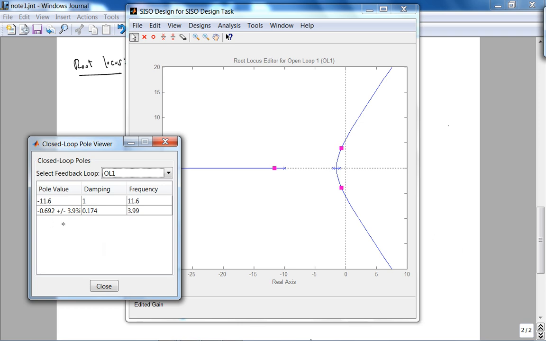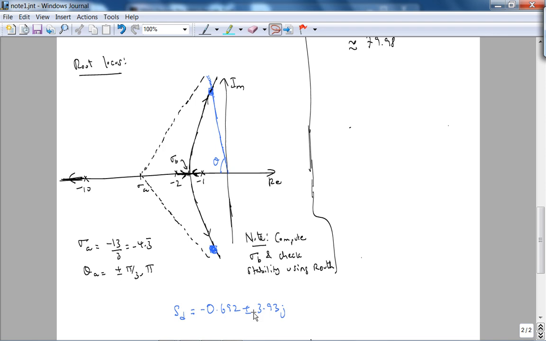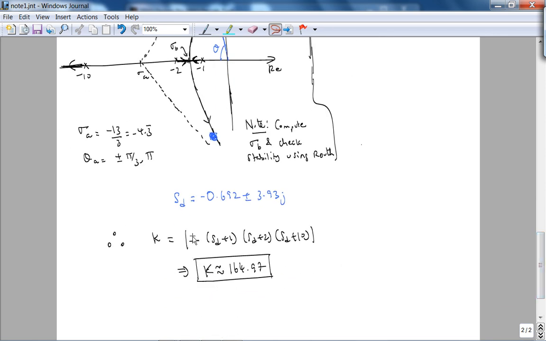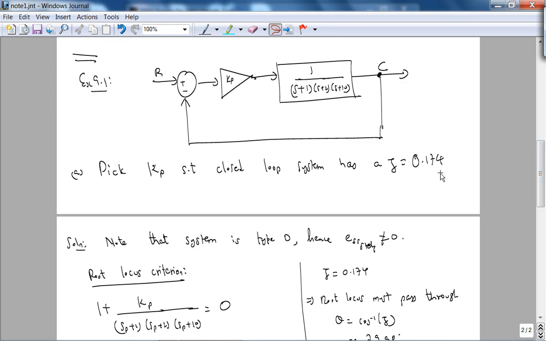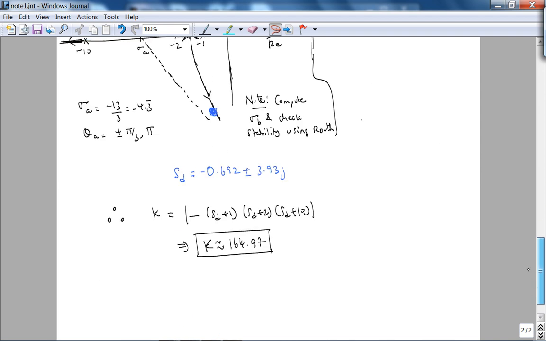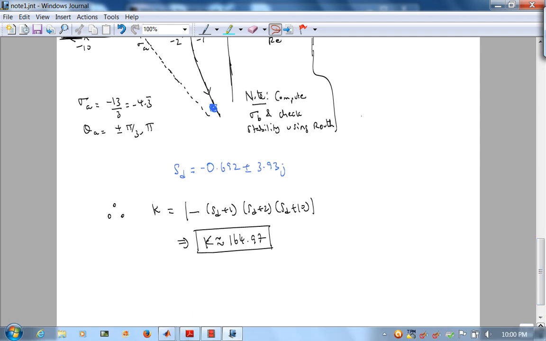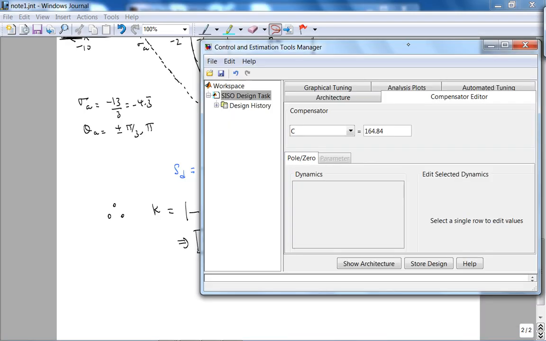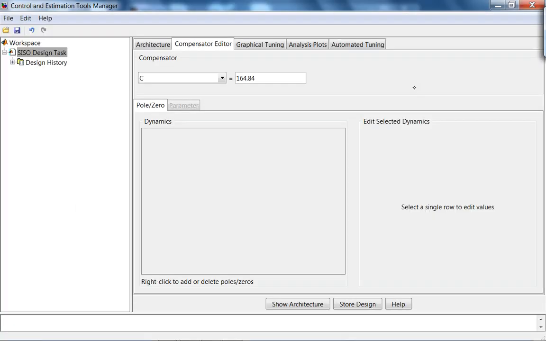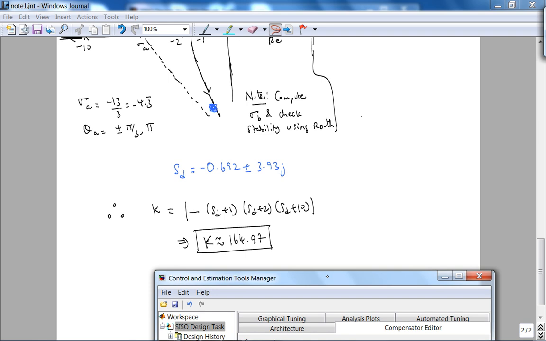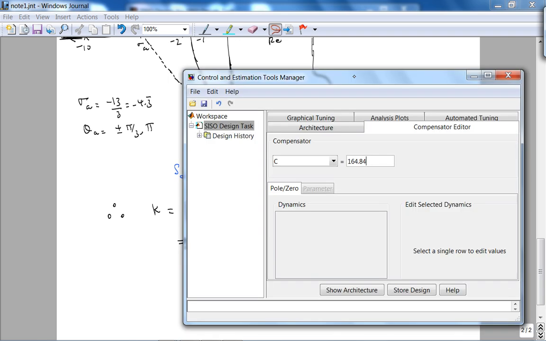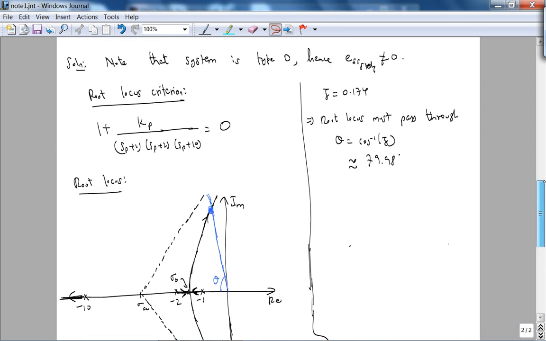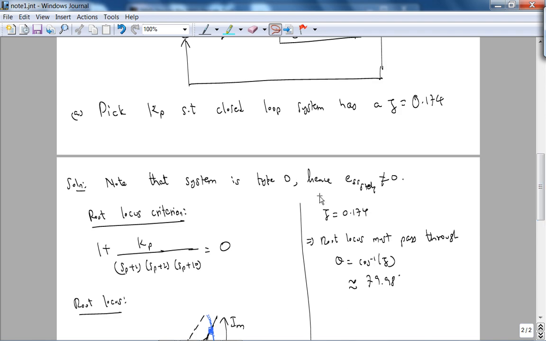So I'm going to pick one of these values, negative 0.692 plus 3.93j, and plug it into my root locus criterion, and you can see that this is my value of K that will satisfy the given design constraint. There is a damping ratio of 0.174, whatever percent overshoot that corresponds to. And if you check MATLAB, I get 164.84, very close. So that's good.